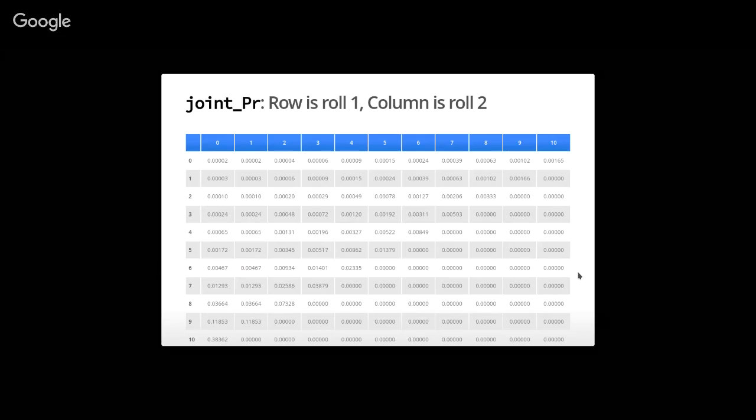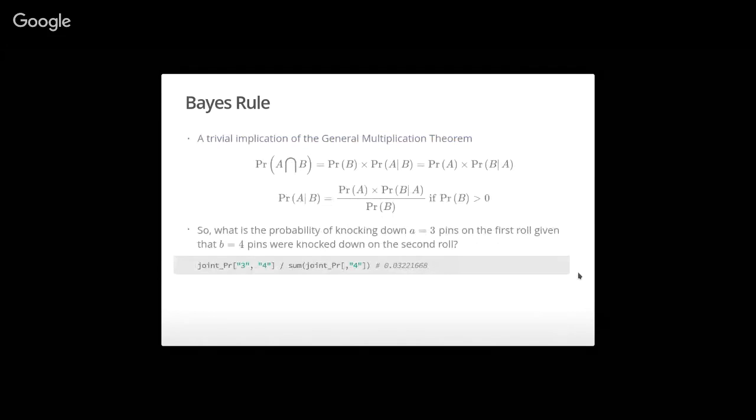So we get some number. This sum is going to be less than one. So we're dividing a small number by something that's less than one. It's going to be a somewhat bigger number. In this case, it's 0.03221668.